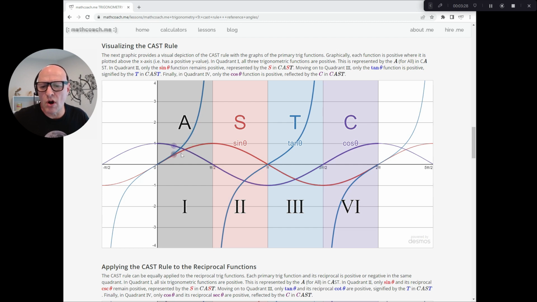And we can see in quadrant 1, all three of our functions are above the x-axis. They are all positive. Going on to quadrant 2, only our cosine function is positive. Moving on to quadrant 3, only the tangent function is positive. And finally, in quadrant 4, only the cosine function is positive.